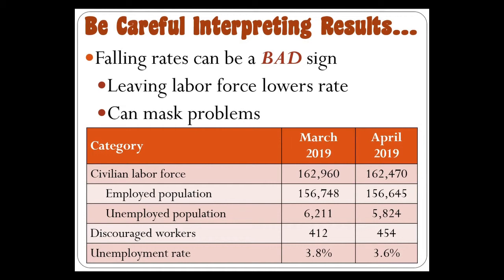So actually, if you look at real data from March 2019 and April 2019, you kind of see this going on, because the unemployment rate dropped from one month to the next, but the number of people employed actually decreased. At the same time, the discouraged workers increased. So while the job situation is fairly good in April, almost historically good, the unemployment rate is dropping in part because people have given up looking for work for some reason.